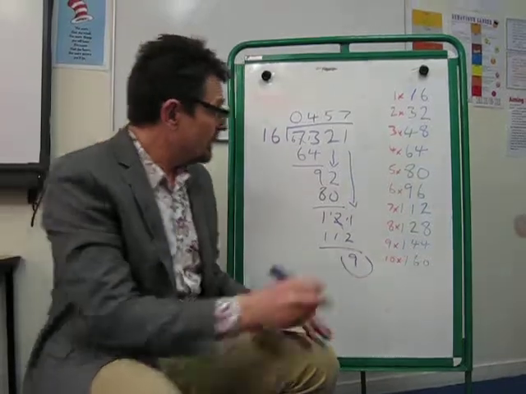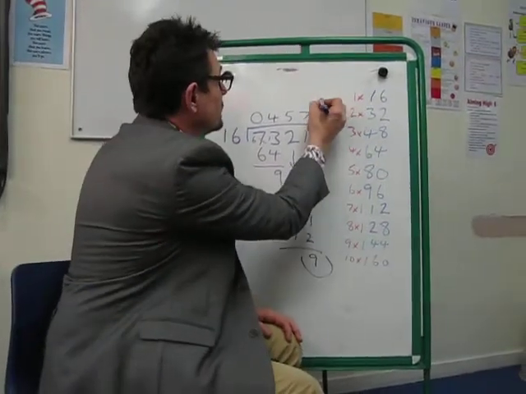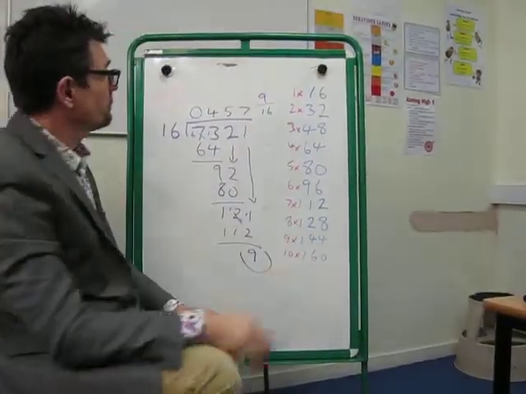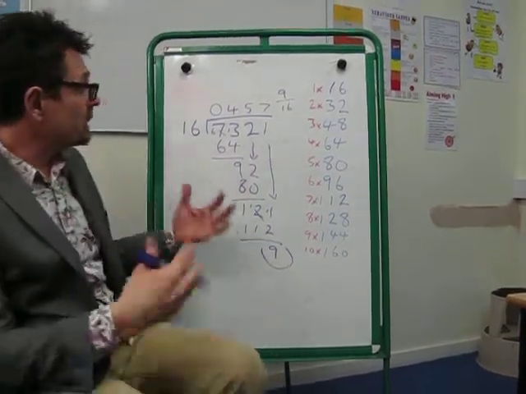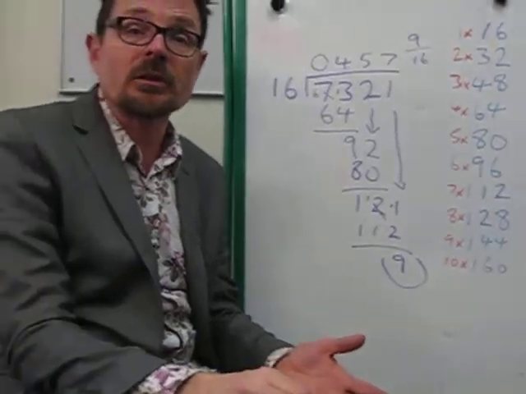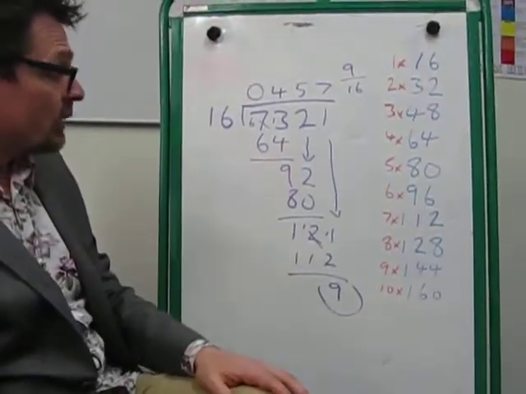We could go a bit further. We could say the remainder is 9 16ths, or we could just say remainder 9. There is a method of carrying on and finding a decimal. Perhaps we'll look at that some other time, but that's your basic way to do long division.